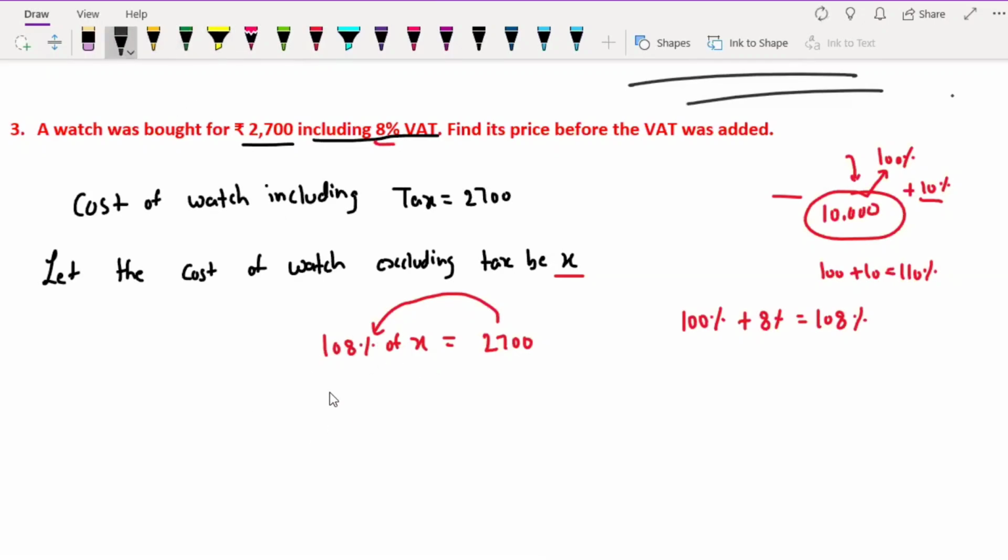So 108 divided by 100 into x is equal to 2,700. Very simple, just cross multiply it. We won't be doing any cancellation over here, just cross multiply. So x is equal to 100 into 2,700 divided by 108.